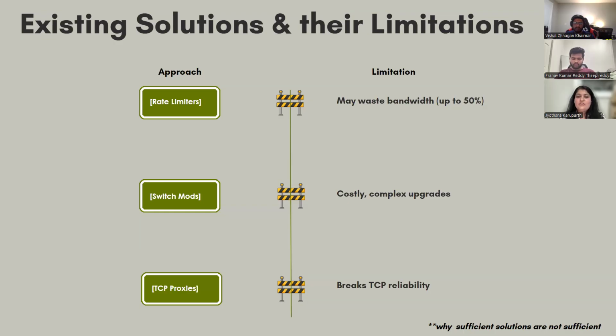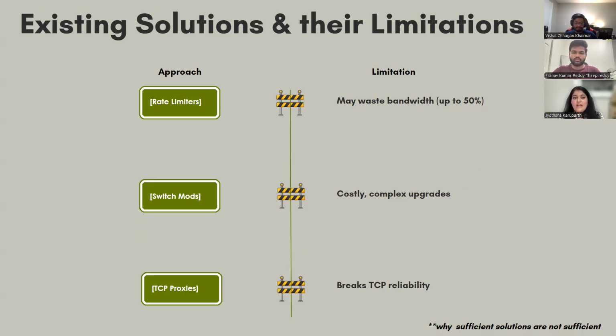So, what's been tried to fix this unfairness in data centers? First, let's see the rate limiters. These cap bandwidth for each app to enforce fairness, but they are like putting a speed limit on every car. That means they can waste up to 50% of bandwidth when demand shifts. Second is the switch modifications. These tweak network hardware to prioritize legacy applications, but they are expensive and complex, especially for data centers with thousands of tenants.